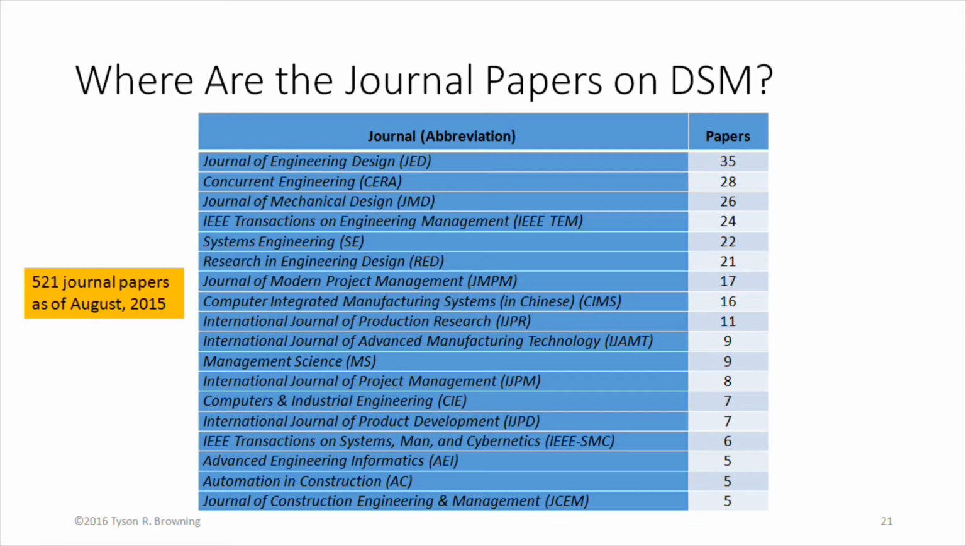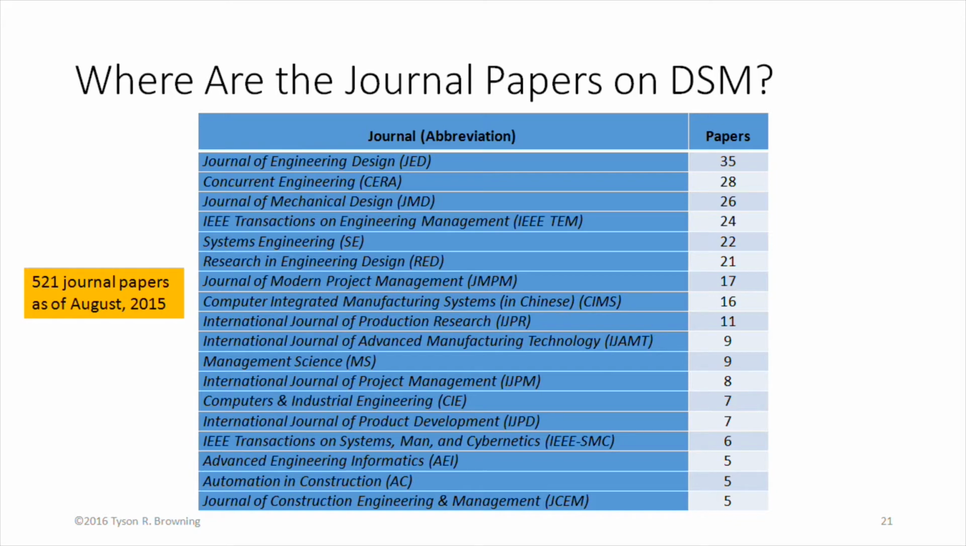Next, we start getting to the engineering management and systems engineering, then another research and engineering design. And then we've got JMPM with only about 3 years' worth of papers already up there in the middle of this pack. And so that's been a fast progression.